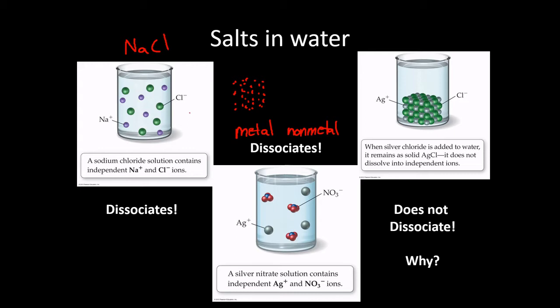The silver and the nitrate ions break apart from each other, and they are individually dissolved in the water, so it dissociates. But if you take the silver from this molecule that dissociated and the chloride from this one that dissociated, and put them together to get silver chloride, silver(I) chloride specifically, this actually does not dissolve in water. This will not dissociate. So why is that? Why is it that in this molecule it dissolves and in this one it dissolves, but over here it doesn't?